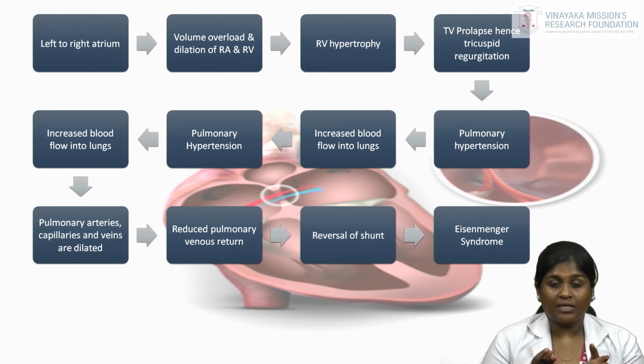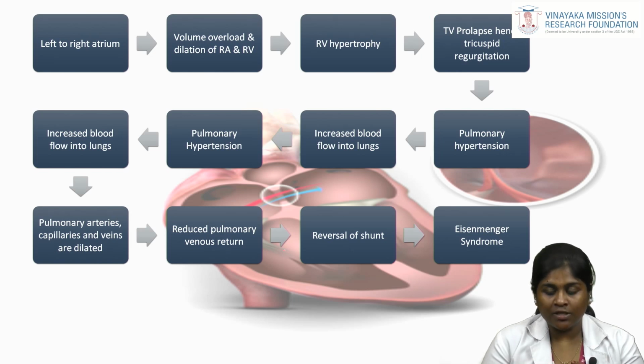If the right ventricle hypertrophies, then that causes tricuspid valve prolapse, hence it also has tricuspid regurgitation. Hypertrophy of the right ventricle causes tricuspid regurgitation, and that causes again pulmonary hypertension, as tricuspid regurgitation, if present, always causes pulmonary hypertension, that is, pulmonary artery hypertension.